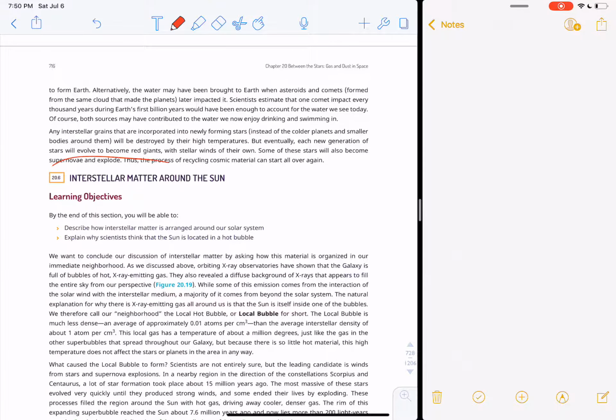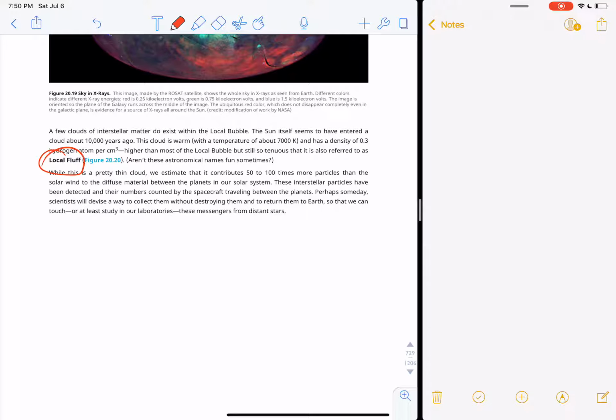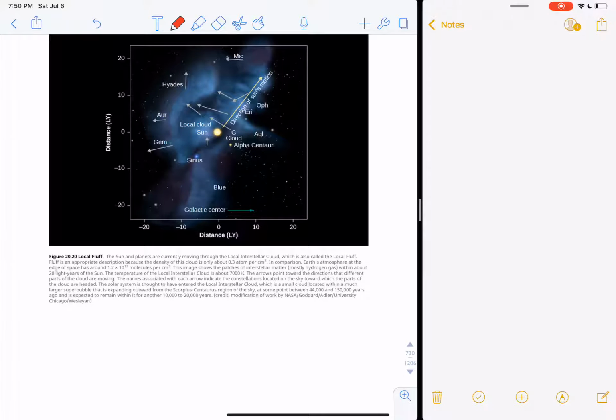But then finally, the ISM around the sun is called the local fluff. So the local fluff is just the area around the sun immediately. So here's the sun. The sun is flowing this way through this cloud of stuff. There's Sirius, one of the closer stars. Alpha Centauri is here. So remember, Alpha Centauri is about 4 light years away. Sirius is about 10 light years away. And so those are some stars in our local area.